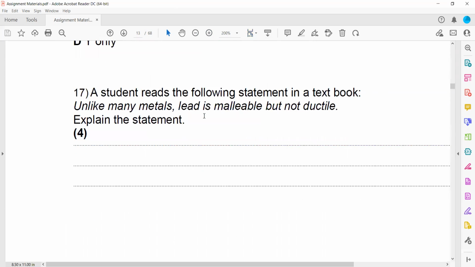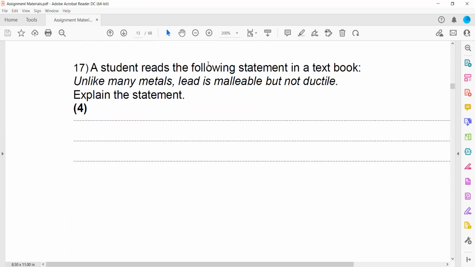Then in question 17, a student read the following statement in a textbook: unlike many metals, lead is malleable, not ductile. It is 4 marks, so you just have to write the definitions. First thing you will mention: a malleable material will undergo a permanent plastic deformation, a large plastic deformation, before breaking under compression. That's malleable. And ductile means it will undergo a large plastic deformation under tension or a tensile force.